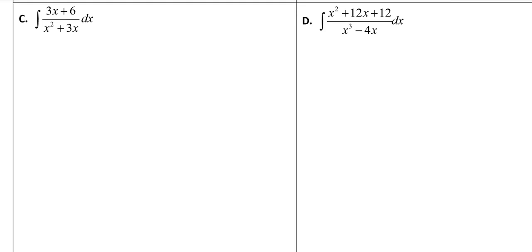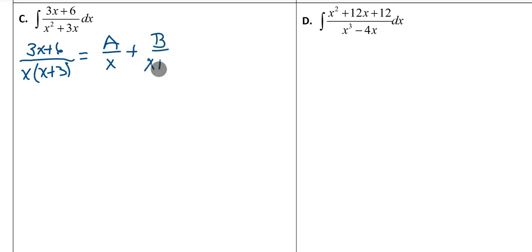Okay, so let's rewrite letter C. The method hasn't changed, just how we find our coefficients is going to change. So we have (3x plus 6) over x times (x plus 3). So when we decompose this, we're going to get an A over x plus a B over (x plus 3).